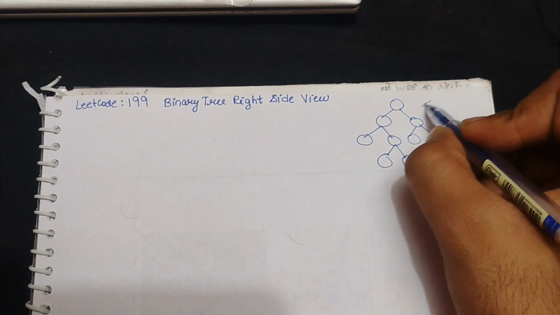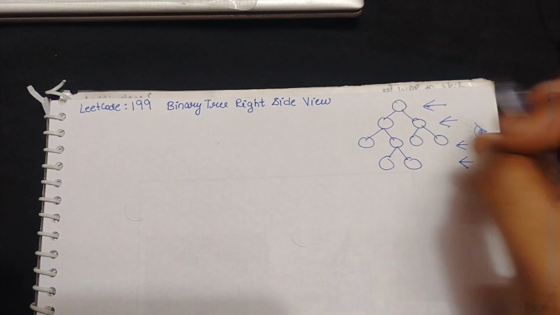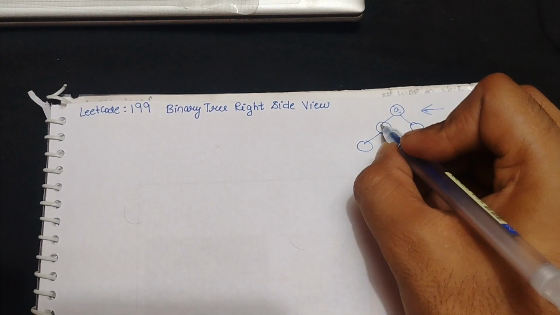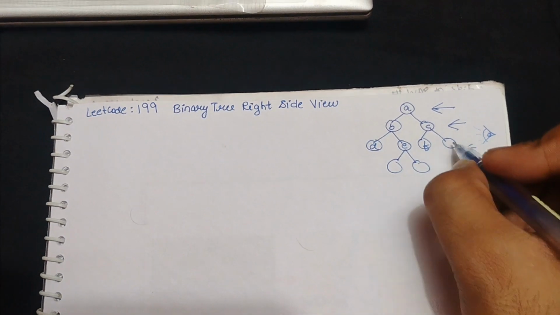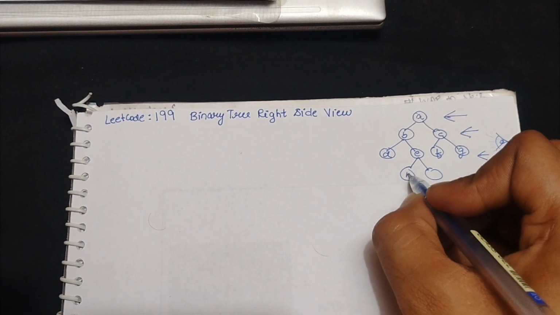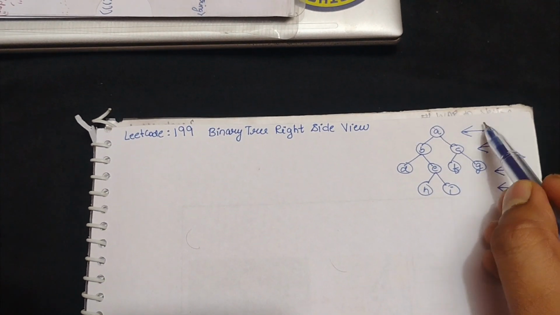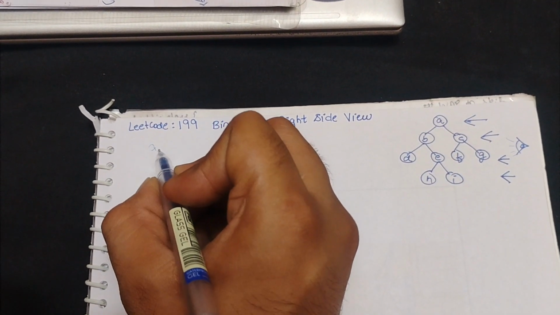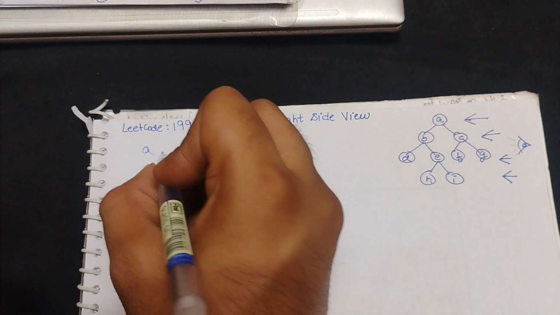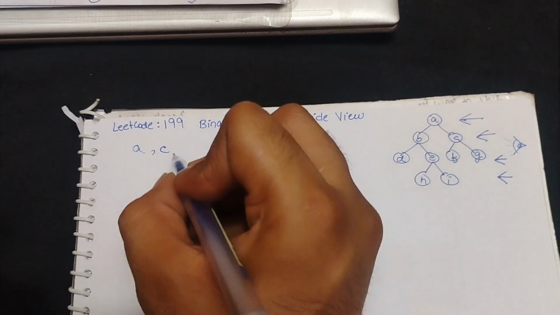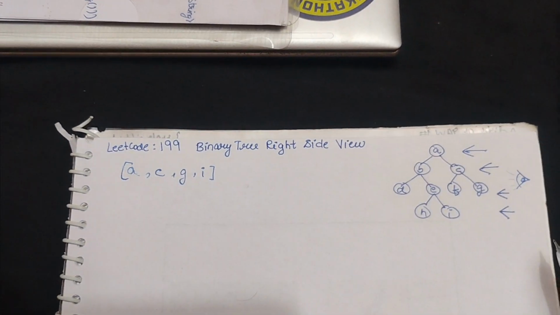So what it will see, if it is seeing from the right side? Let me name all the nodes A, B, C, D, E, F, G, H and I. If I go from up to down, first it will see A, then it will see C, and in the next level it will see G, and at last it will see I. So understand what the question is trying to say.